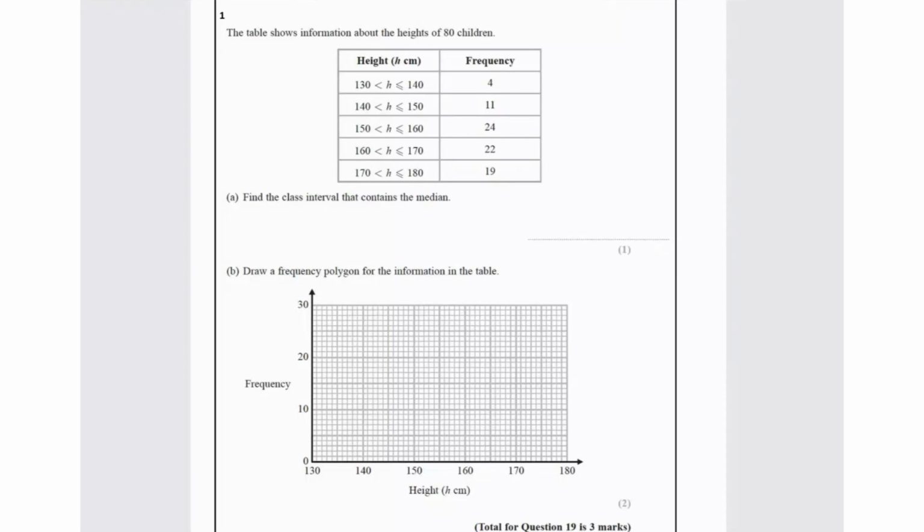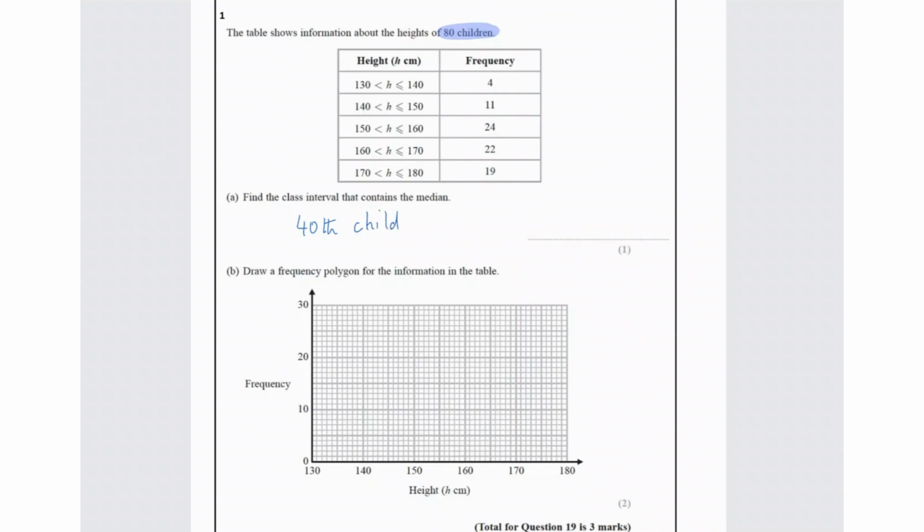So this question, find the class interval that contains the median. So because there are 80 children, the median will be the 40th. Okay, half of 80 is 40, so the median is the 40th child. So to find the 40th child, we've got to figure out where they are.